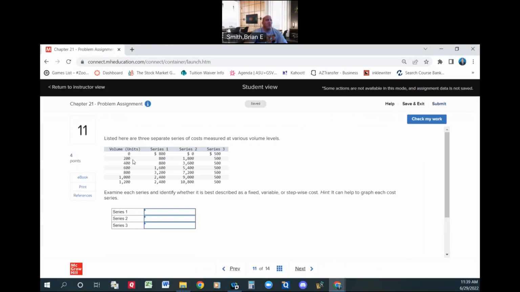I'm not going to graph it. Here's the volume of units. So we can see series 3 is clearly fixed because it's not going to move. Series 2, let's see. I'm guessing that one is variable. Series 1 looks stepwise, but that's looking really odd. Or no, maybe it's mixed.